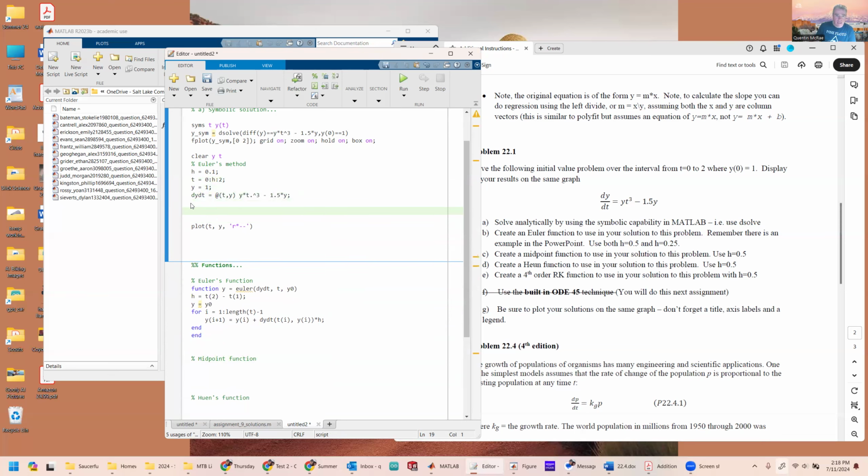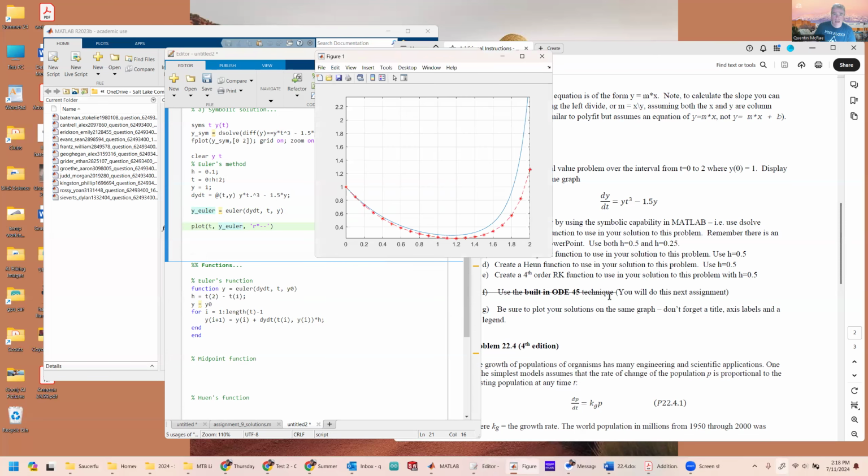Now I'm going to say y equals Euler of dy dt, t, and y. Or, let's do this, y Euler. There we go. That makes it a little less confusing. So I'm going to plot this against y Euler. And let's run this and see if I screwed up. Yay, I didn't goof up.